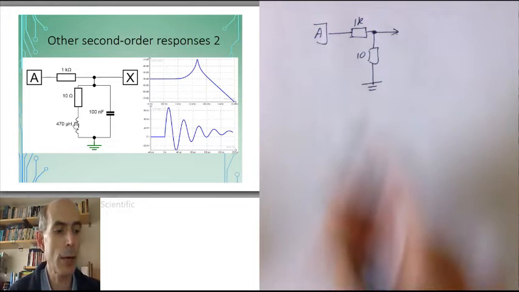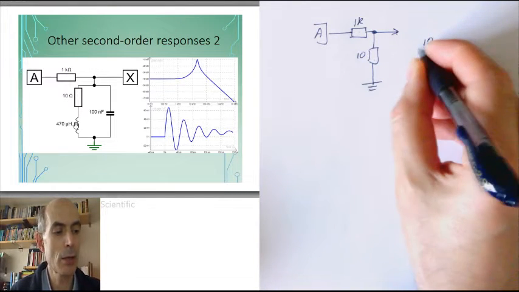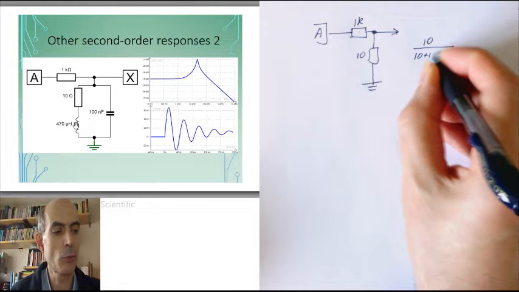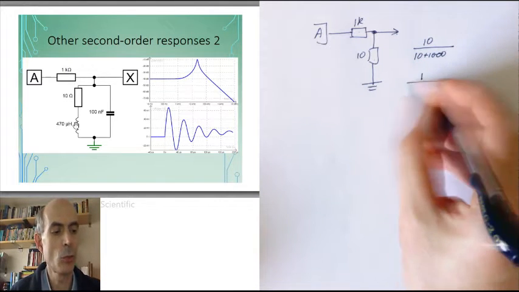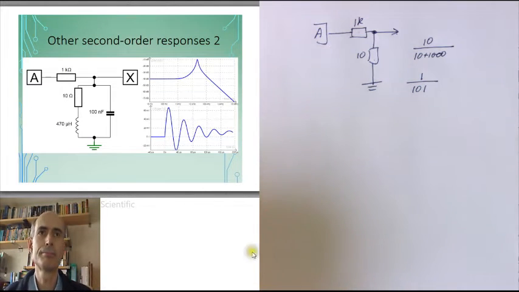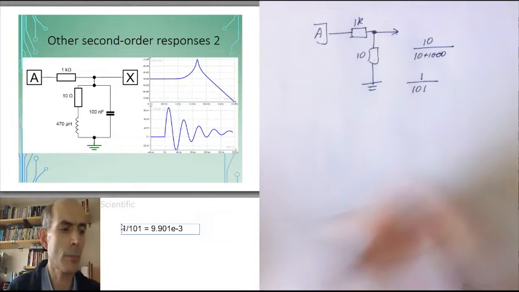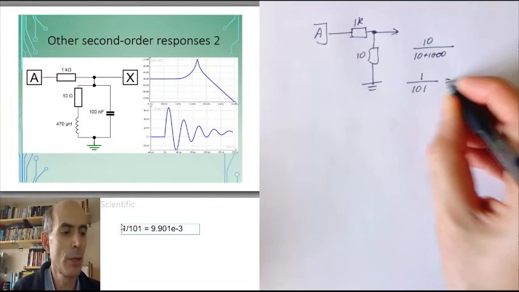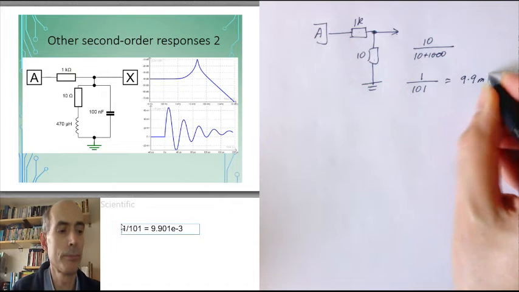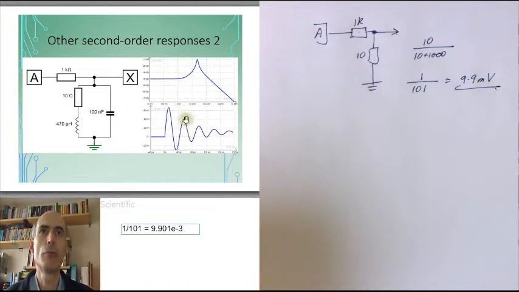And therefore our output would be just the potential divider equation again, 10 over 10 plus 1000, which is 1 over 101, or just a little bit above 9.9 millivolts. And that would be our final value where the ringing is going to settle down to.